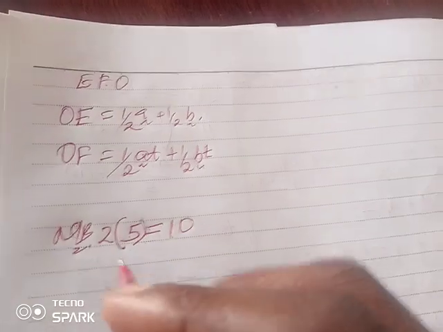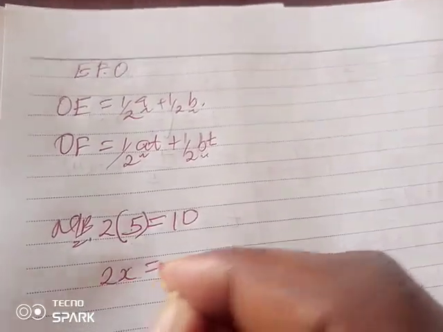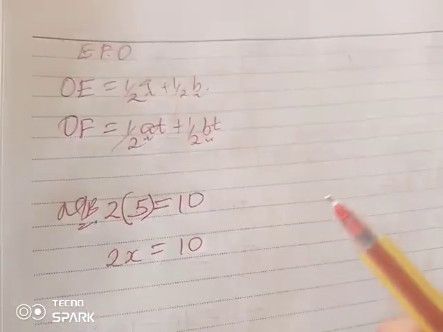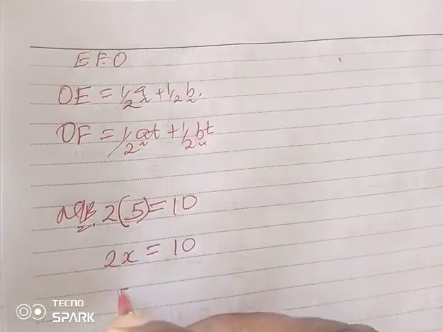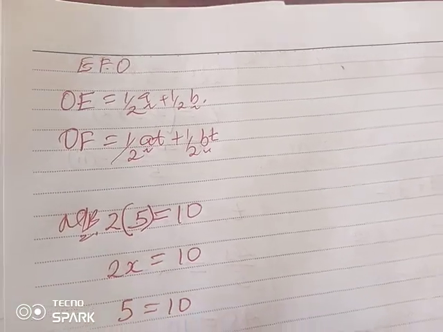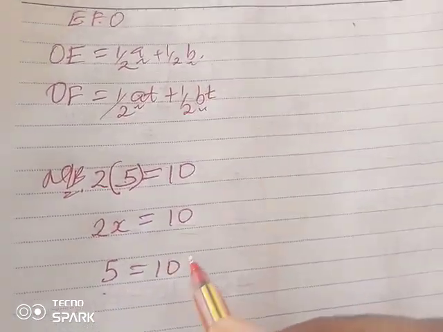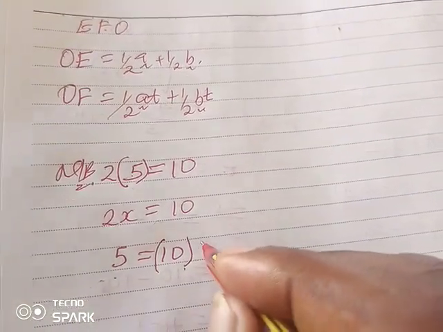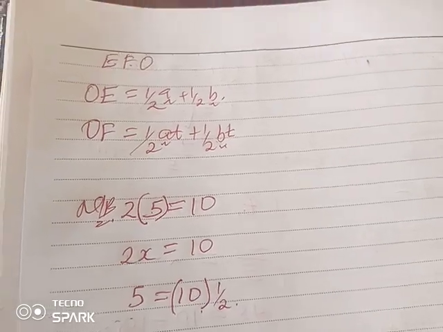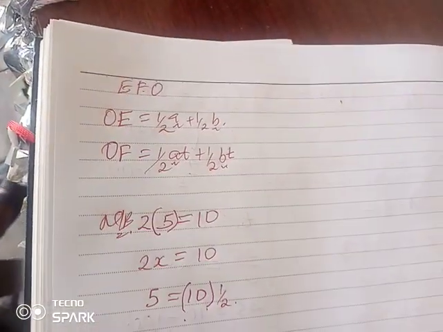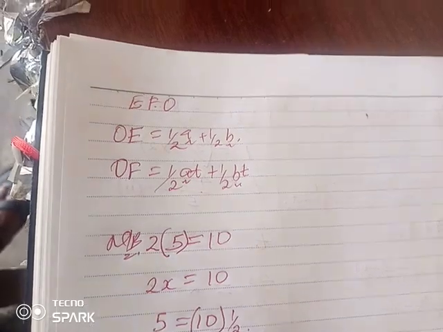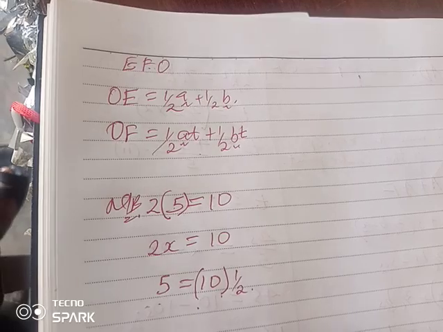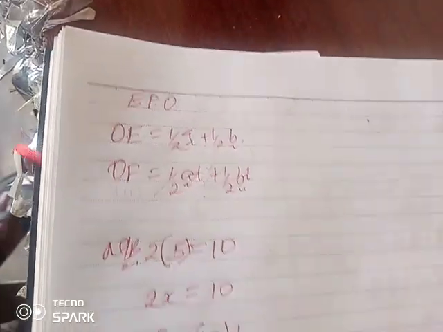So pretending this 5 is an x, then this 2 will be the coefficient we are looking at. Or the same thing would have been done on this side of 10. If we didn't touch 5, then there's something we would have done to 10 to make this true. That is multiplied by half. So that is what we are going to do here. I'm going to confirm whether OE in whichever way can be equated to OF.